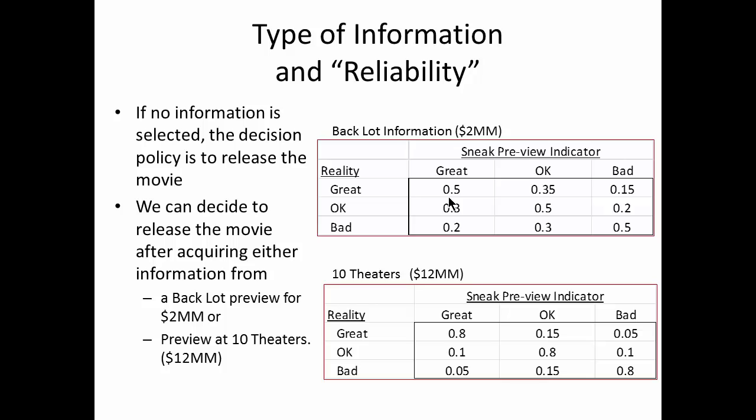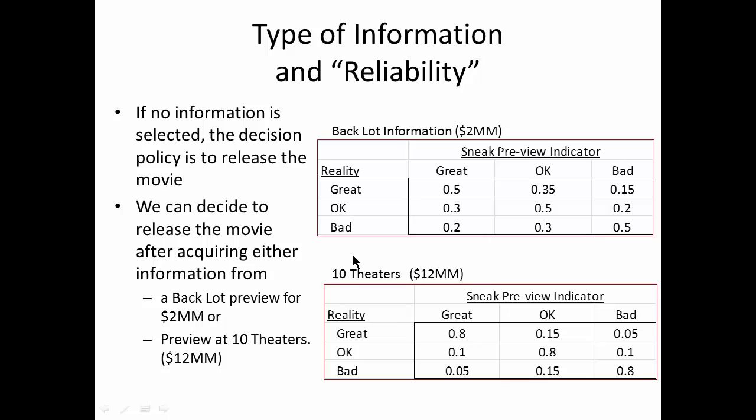So how does the reliability differ between the back lot and the 10 theaters? In the no information case, the decision is to release the movie. I think we saw that previously with the expected value of 157. That's before tax, by the way. If I go get back lot information at a cost of $2 million, if in reality it's a great movie, I'll see that 50% of the time, and 15% of the time I'll see it as bad. If it's bad, I will also see it 50% of the time, but I'll also think it's great 20% of the time.